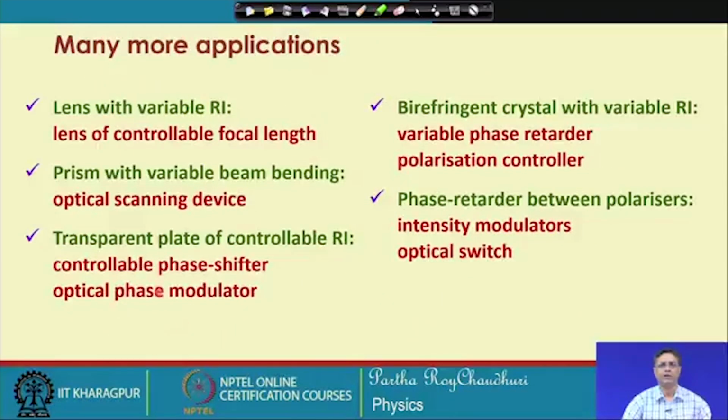Additionally, there are many more applications, like lenses with variable refractive index and controllable focal length, prisms with variable beam bending, optical scanning devices, controllable phase shifters, optical phase modulators, birefringent crystals with variable refractive indices, intensity modulators, optical switches, and many more applications.